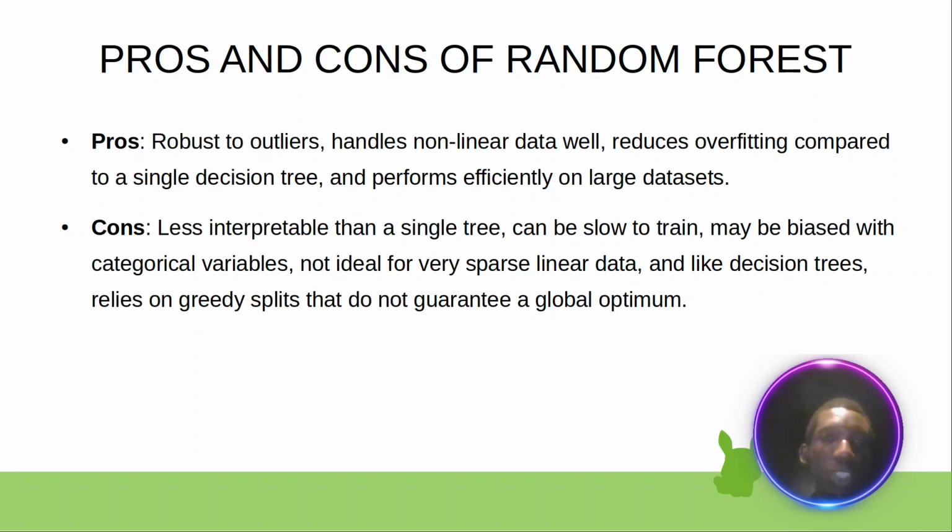Then the pros and cons. We see that it's robust to outliers, and it can detect outliers well based on the combination of multiple weaker models. It handles nonlinear data well and reduces overfitting. The cons are that it's less interpretable than a single tree. It can be slow to train because of the multiple decision trees in the random forest. It's also not ideal for sparse linear data. So you can see the cons are many.